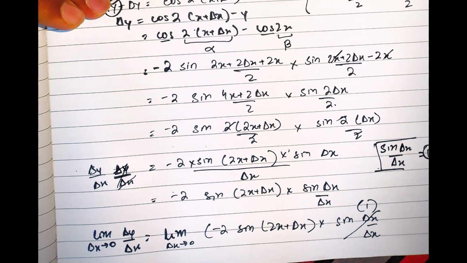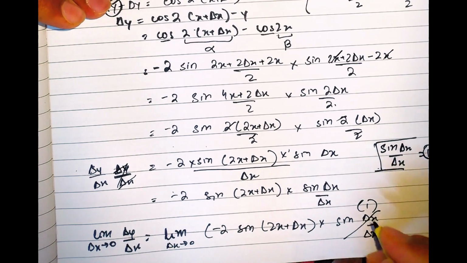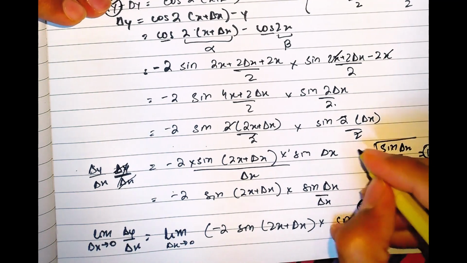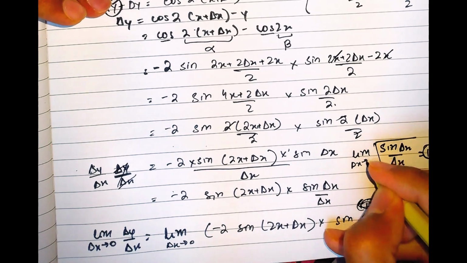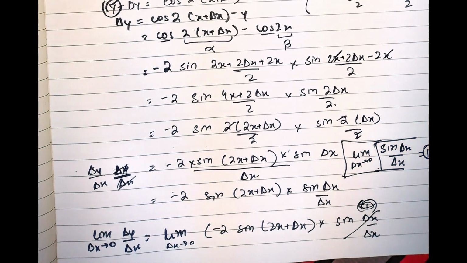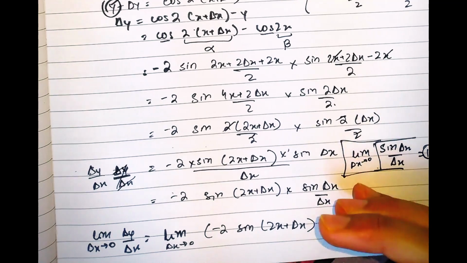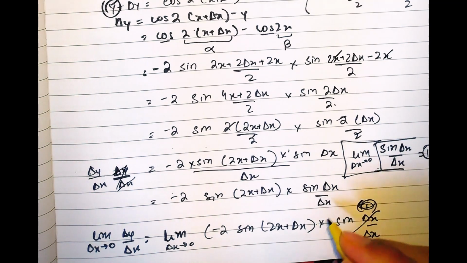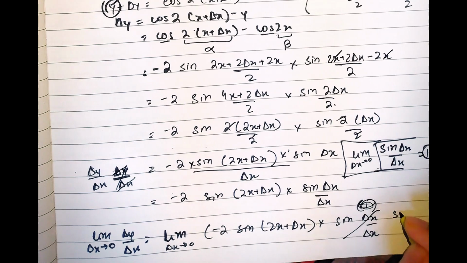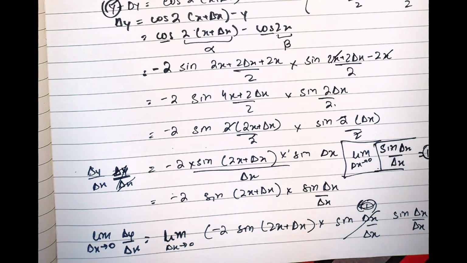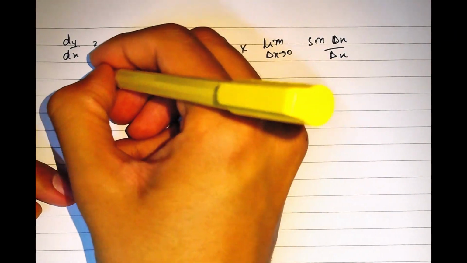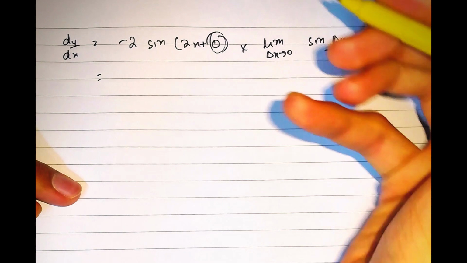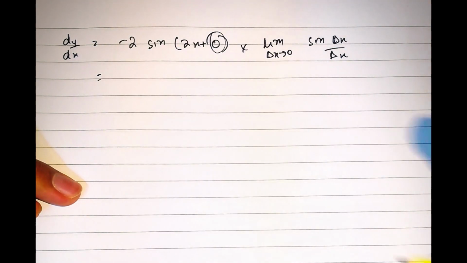There's one thing though. I cannot simply write sine delta x divided by delta x as 1. For this to be equal to 1, you need to have the limit of delta x approaching 0. This is a very important thing. If you have sine delta x divided by delta x with the limit, you can write it as 1. First of all, I have to give this sine delta x divided by delta x a limit, and then I can put a 1 there. When we apply the limit of delta x approaching 0, we put delta x equal to 0 anywhere in the equation we have delta x.